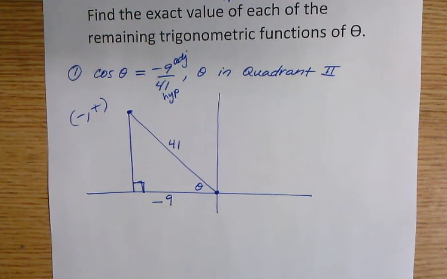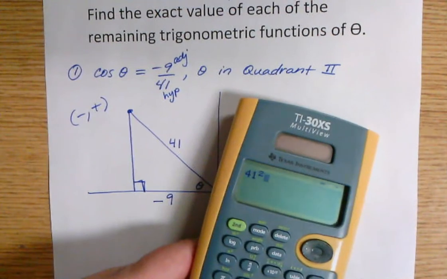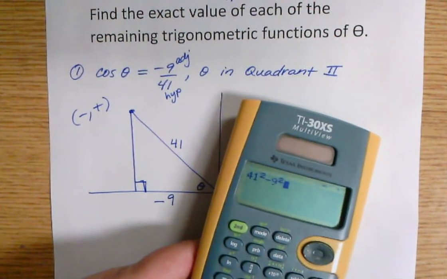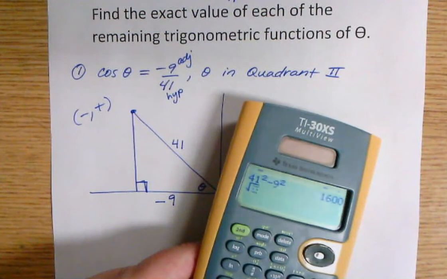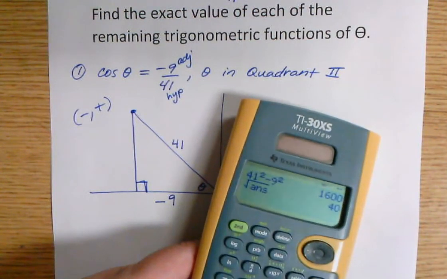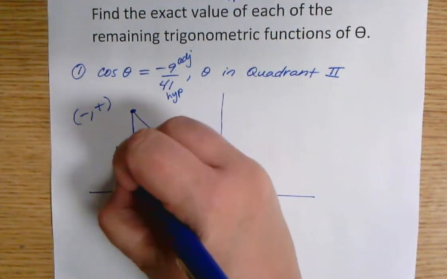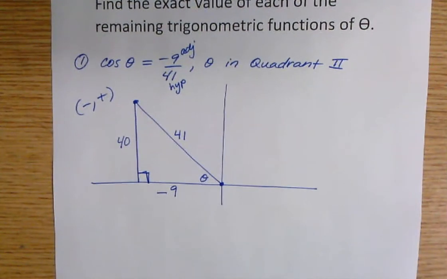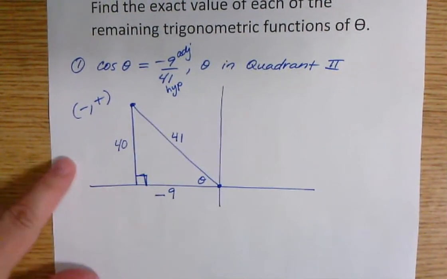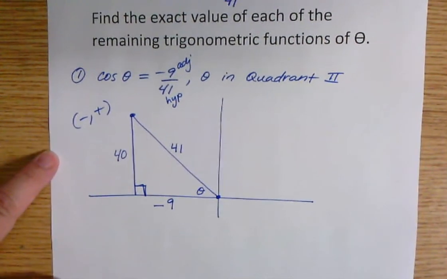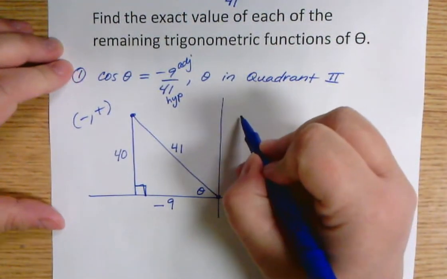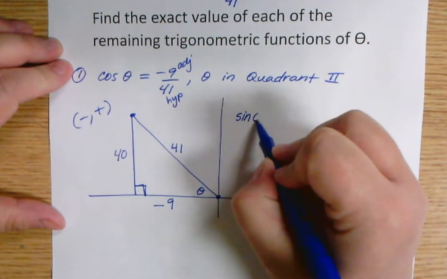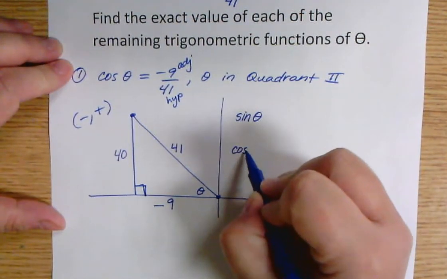9 squared plus something else squared equals 41 squared. So I'm going to subtract 41 squared minus 9 squared, and then take the square root of that number, and I get 40. So this is positive 40. So take the time to think about your signs and make sure you got the right signs in the right places. Now I can go ahead and find all the rest of my trig functions. And like I said, I like to be pretty consistent in doing them in the same order.